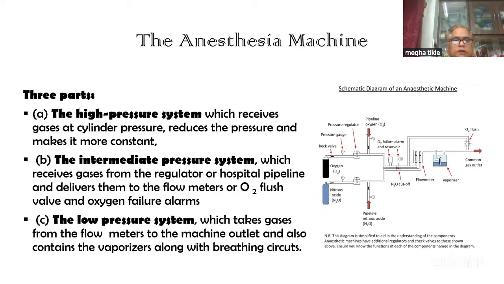Now, basically, it's divided into three parts. The high pressure system, which receives gas from cylinder or any bulk source which is outside the operation theater and makes it more constant at around 60 psi. Intermediate pressure system, which receives gas from the first stage regulator or hospital pipeline and delivers it up to the flow meter and oxygen flush and other oxygen failure devices in between. And a low pressure system, which takes gases from the flow meter and the second stage reducing valve and goes up to the patient, which is at a very less pressure, around 1 psig or at least 5 to 10 centimeters of water.